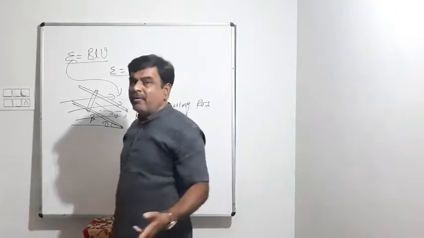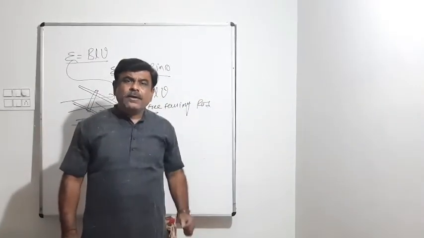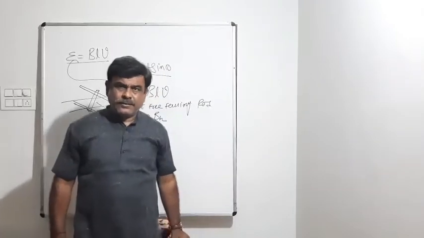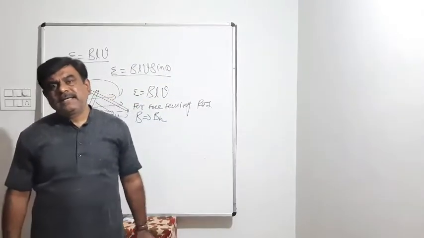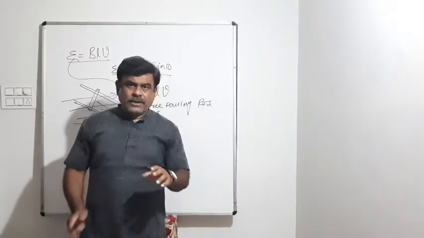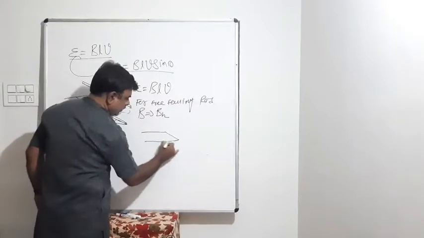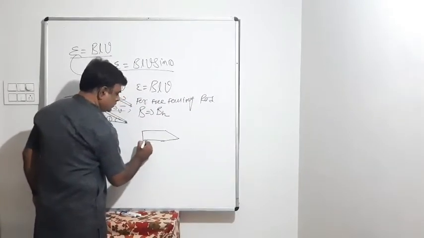Same way, you may also have a question like a plane is flying in the magnetic field of earth. Now if the plane flies in magnetic field of earth from north to south, then let's say the plane is flying from north to south.